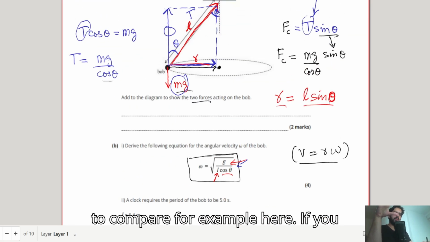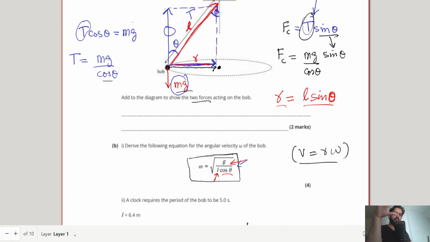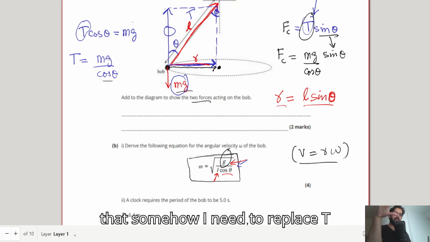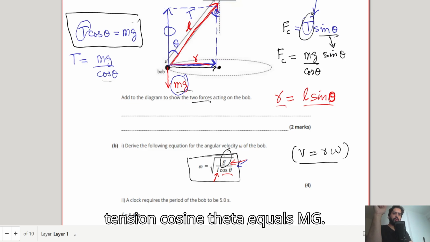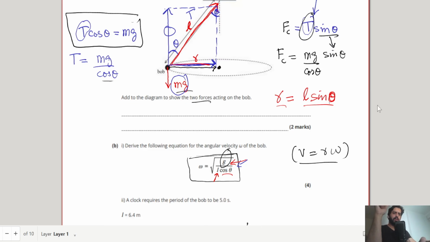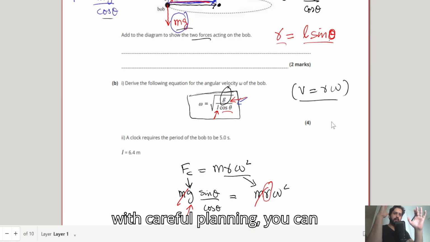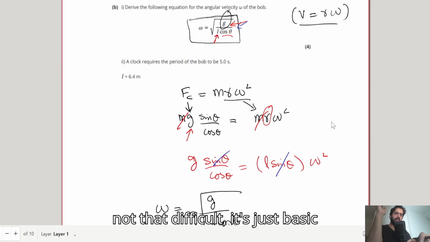You need to compare, for example, here, if you didn't know how to solve for tension, just by looking at this equation, you can see that it has g in it. So somehow I need to replace T with g, which is this thing: tension cosine theta equals mg. So if you solve these questions with careful planning, you can always get these equations right. It's not that difficult, it's just basic algebra.